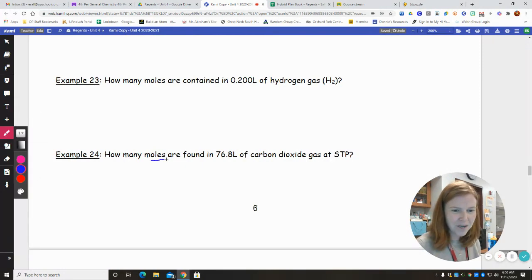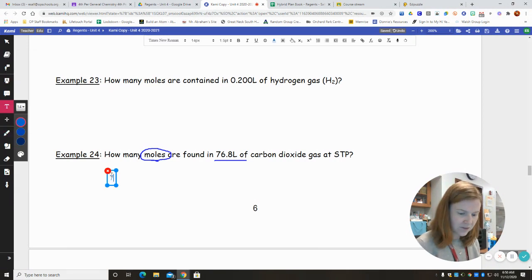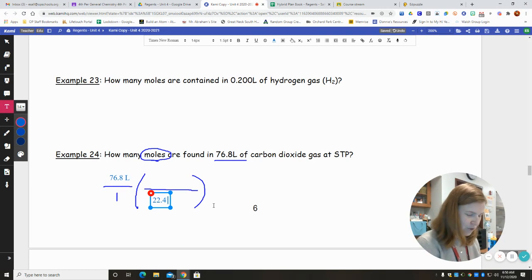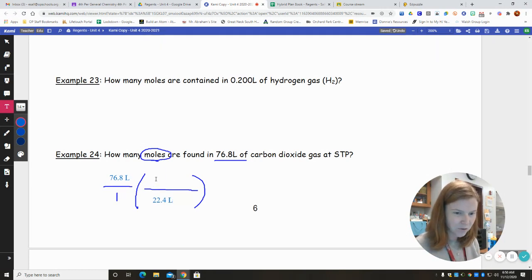24 says, how many moles are in 76.8 liters of carbon dioxide gas at STP? So I start by typing in 76.8 liters. I put that over 1 to act as a visual reminder that it's going to act as if it's in its numerator. I set up my conversion factor fraction, plug in your molar volume conversion factor, set it up so that your units are going to cancel.